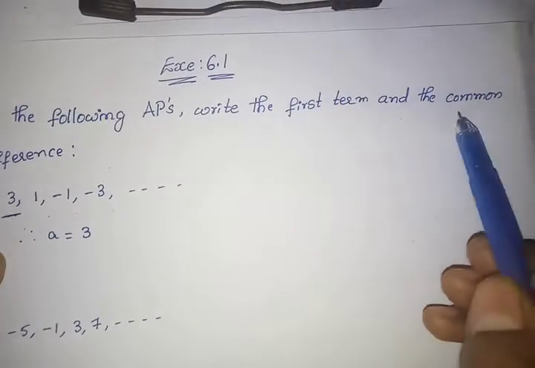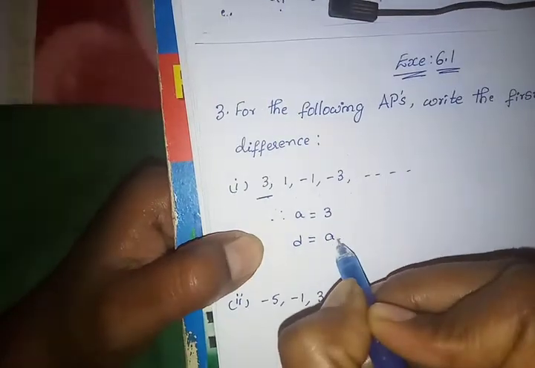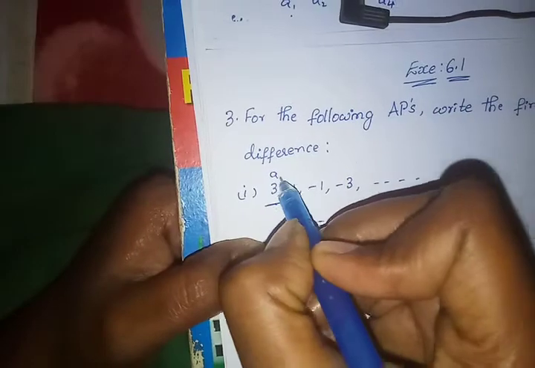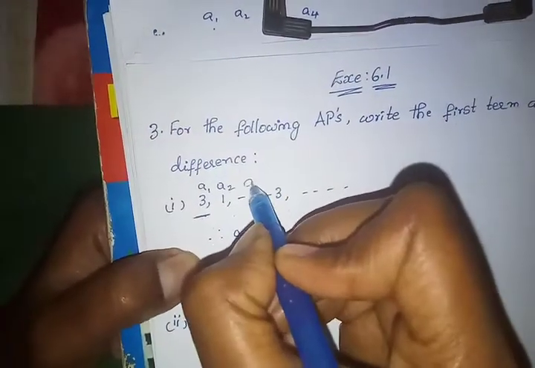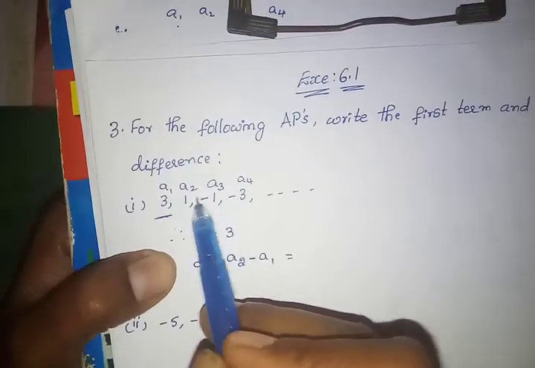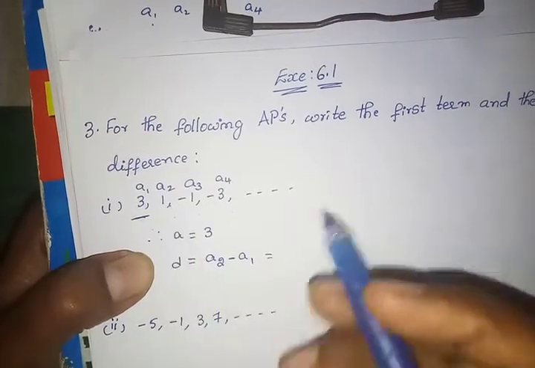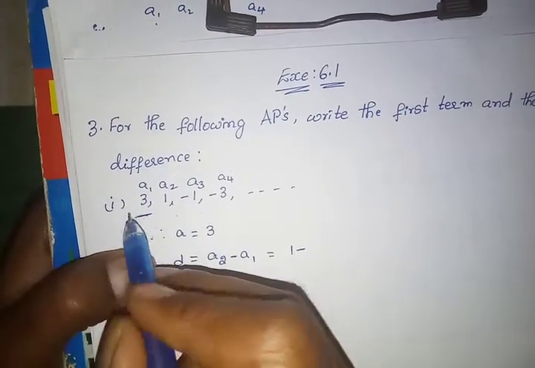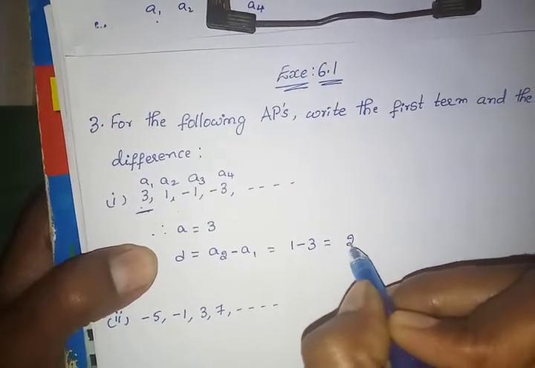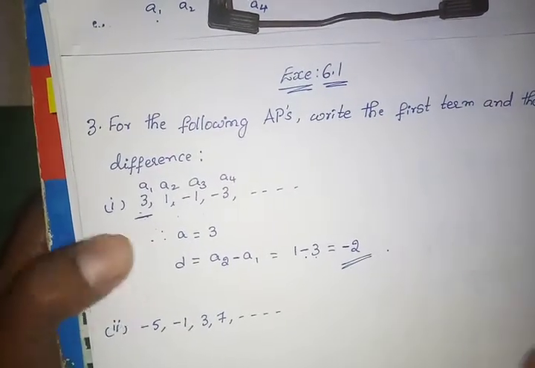And what do they ask? Common difference. Common difference means d. What is the d formula? a2 minus a1. Here, what are the values? a1, a2, a3, a4. So a2 minus a1, or a3 minus a2, or a4 minus a3. I am taking a2 minus a1. What is the a2 value? 1. Minus a1 value, 3. 1 minus 3 how much? 2. What is the bigger number's symbol? Minus. That's all. Problem is completed.